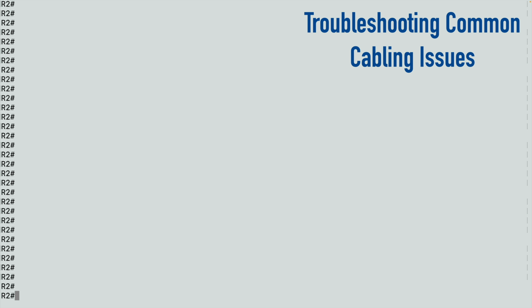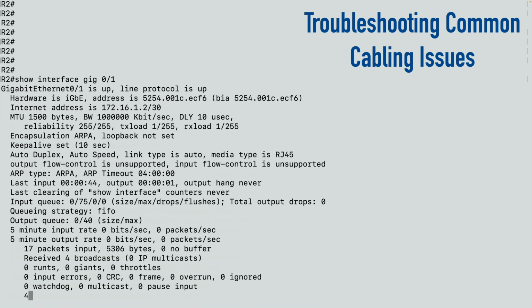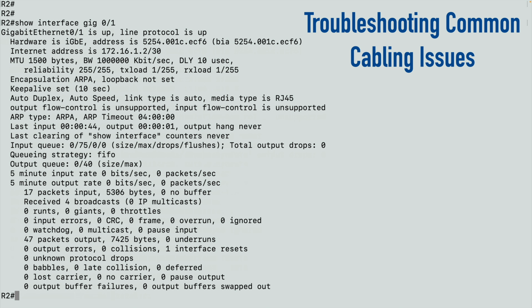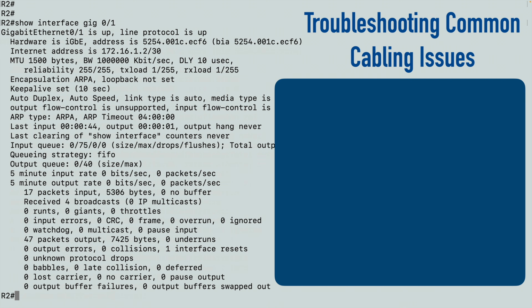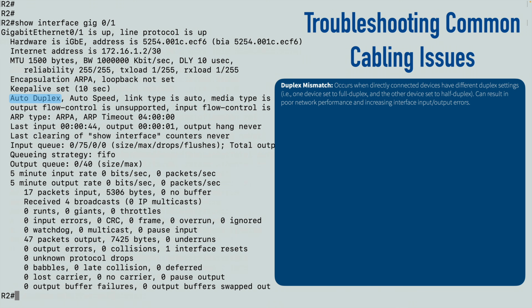One of my favorite commands for troubleshooting issues like this is the show interfaces command. Here I'm going to say show interface gigabit 0/1, and it gives us a lot of output about this interface. We see its MAC address, we see its IP address, we see its MTU, and on and on. But let's focus on a few specific issues that we might run into, and one is a duplex mismatch.